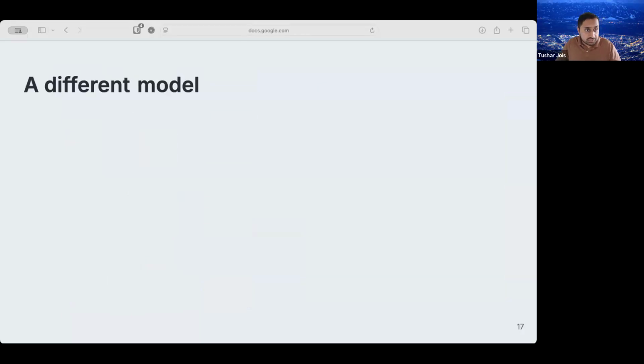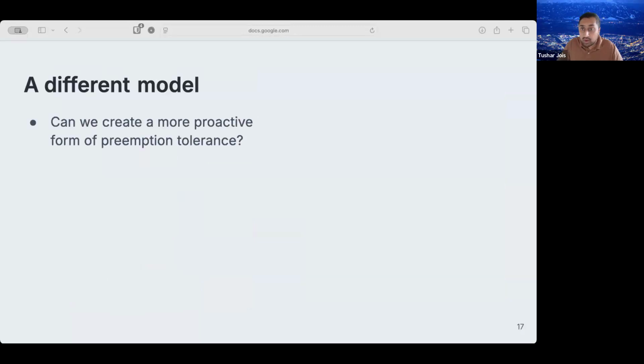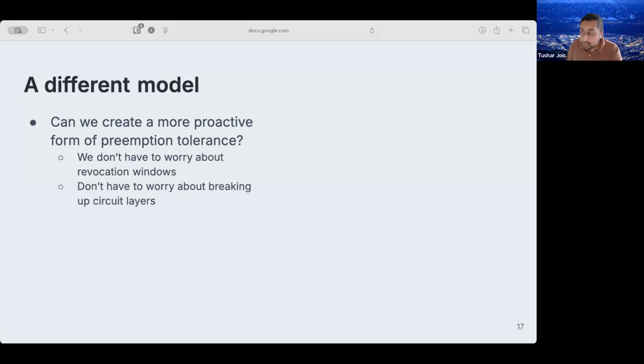So migration is an interesting model, and it is rooted in something that we've seen in theoretical cryptography with dynamic MPC. But what about a different approach? What about one that's a little bit more proactive? What if we have a way to proactively save state rather than migrating it the moment we find out that there's a spot instance revocation? That way, we don't have to worry about revocation windows. We don't have to worry about breaking up circuit layers into atomic chunks.